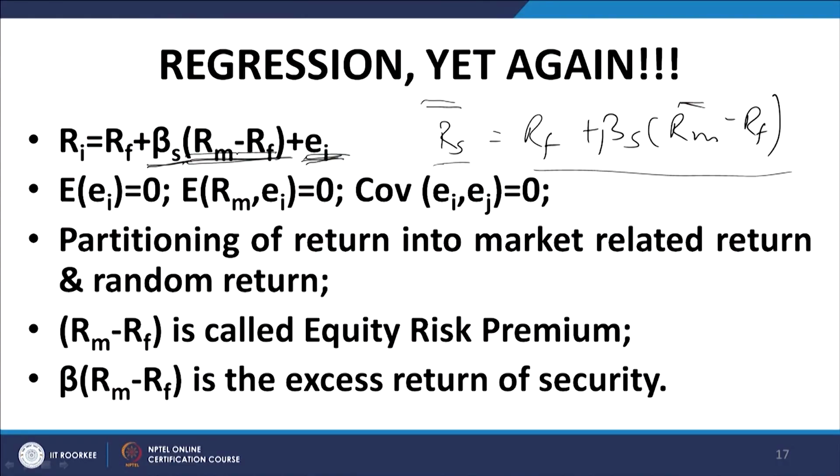And as we shall see very soon, this partitioning of the return into the systematic return and the random component also manifests itself as a partitioning of the risk into a systematic risk, this component, and the unsystematic risk, which is this component. So, systematic risk is rewarded by the market by this particular risk premium, and the unsystematic risk continues to be random.